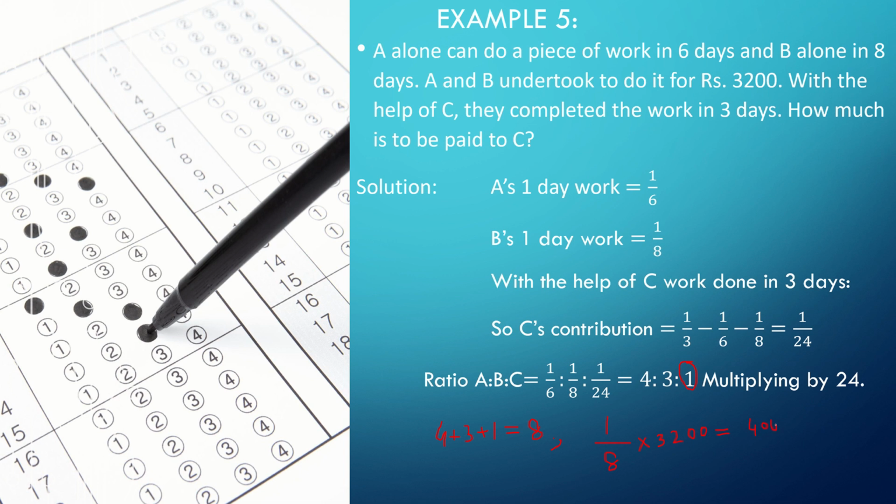If we want to find the amount paid to B, simply take 3 by 8 multiplied by 3200, which gives you 1200. And then 1600 will be paid to A as well. So C's payment can be found as 1 over 8 into 3200, that is 400 rupees will be paid to C.